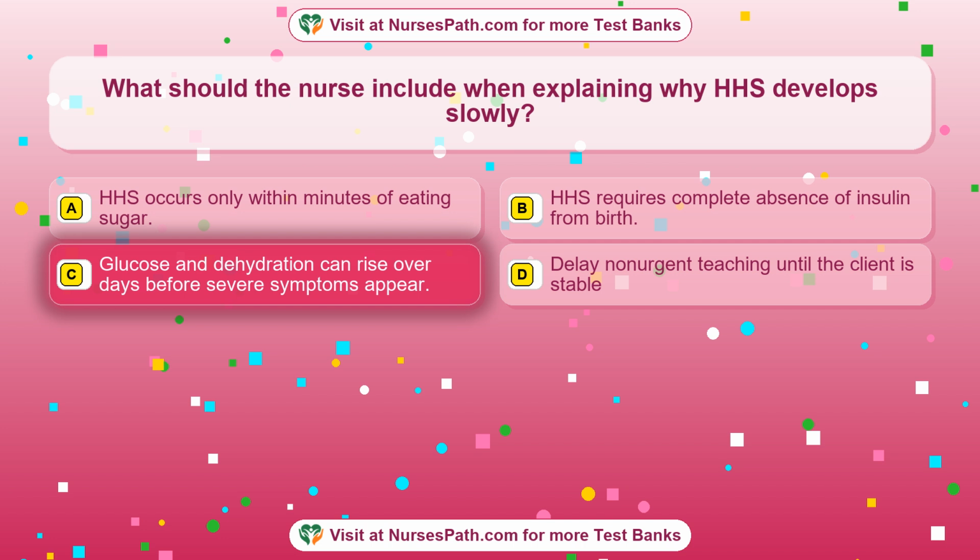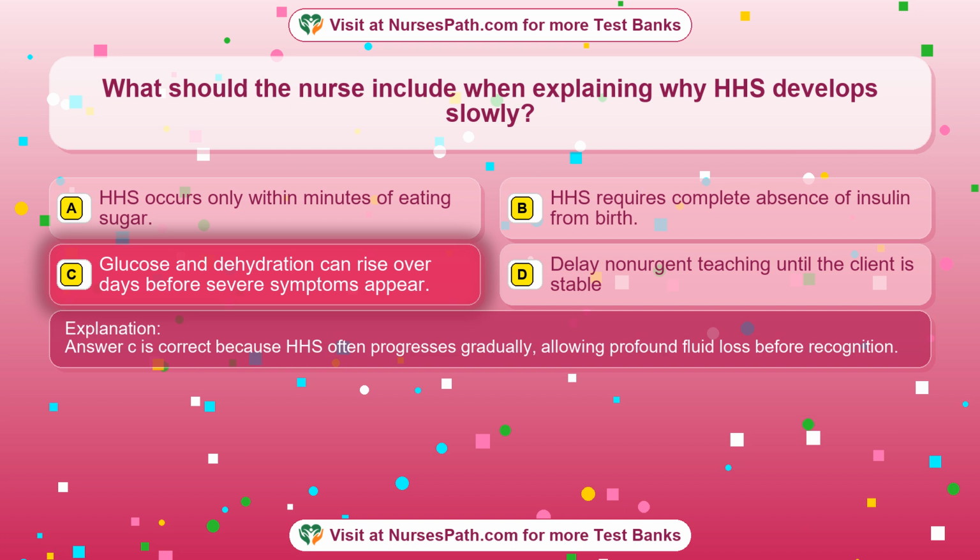The correct answer is option C, glucose and dehydration can rise over days before severe symptoms appear. Answer C is correct because HHS often progresses gradually, allowing profound fluid loss before recognition.